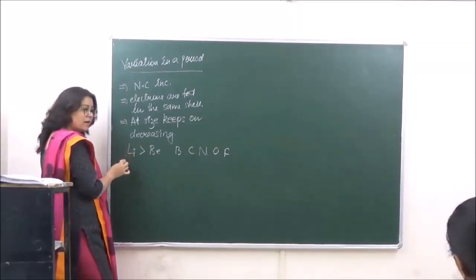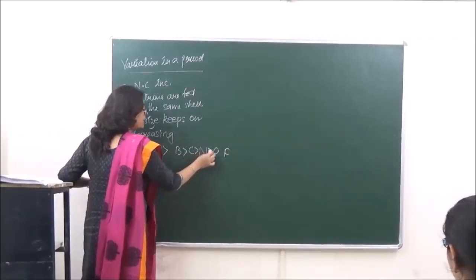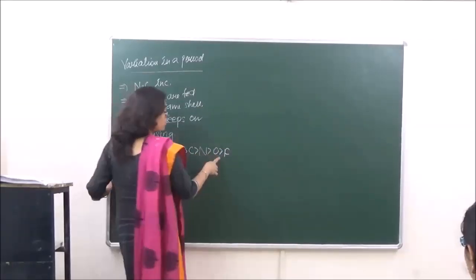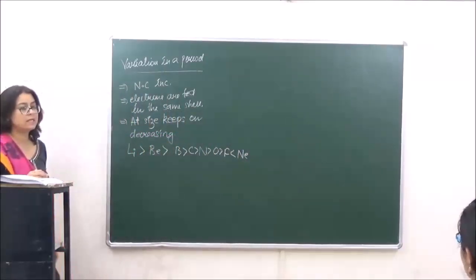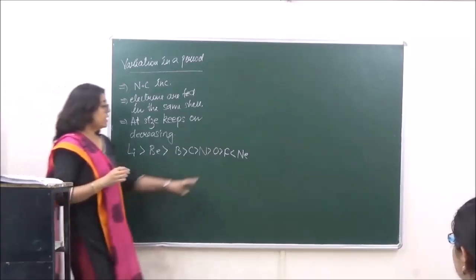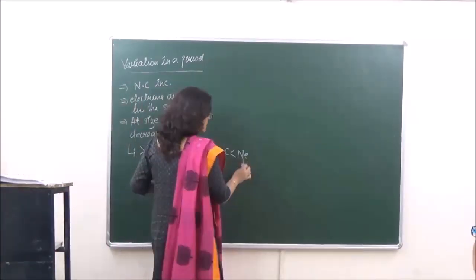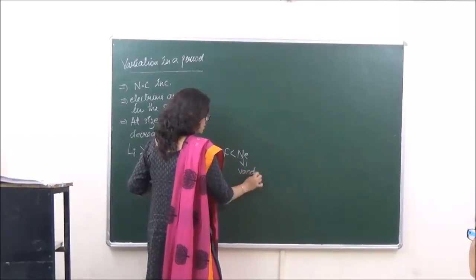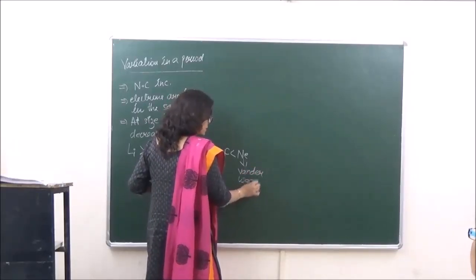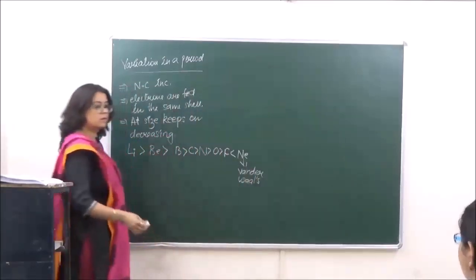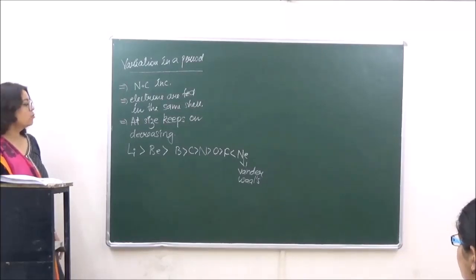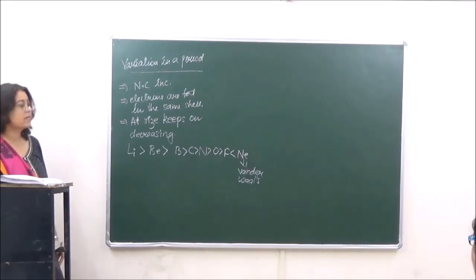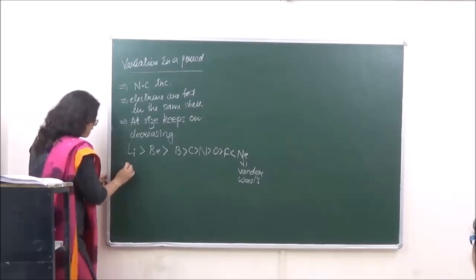Lithium will have the largest size, then beryllium, boron, carbon, nitrogen, oxygen, fluorine. But when from fluorine we go to neon, we see that there is an increase in size. Why is this happening? Because in neon, or all the noble gases, van der Waals forces are present. Therefore the size increases, otherwise the size keeps on decreasing.